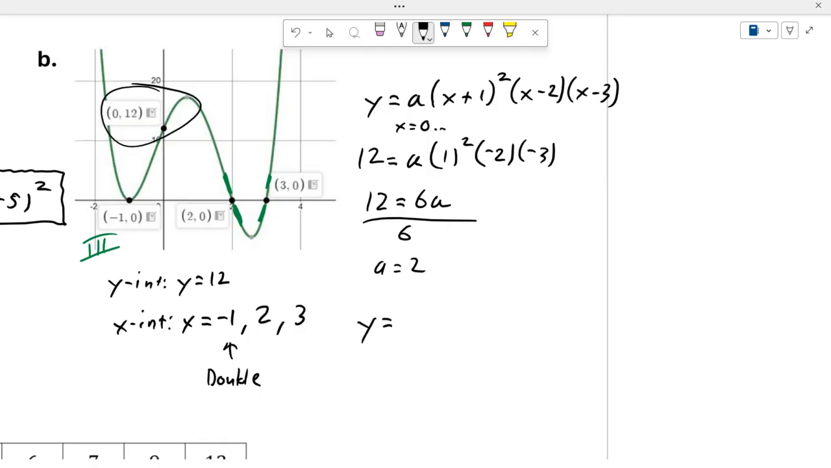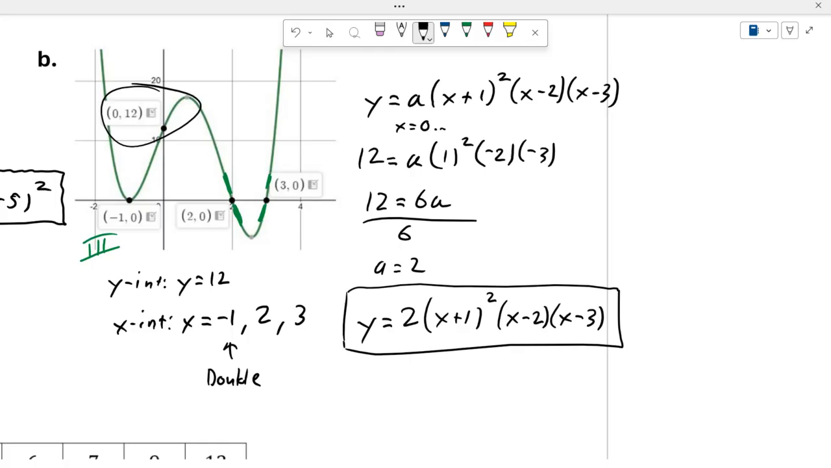So my answer here: y equals, we have a vertical stretch of 2, and then we have a double root at negative 1, and then we have a single root at not 1 but 2, and then I have my last root at positive 3. Just like that. And that is my equation for B.